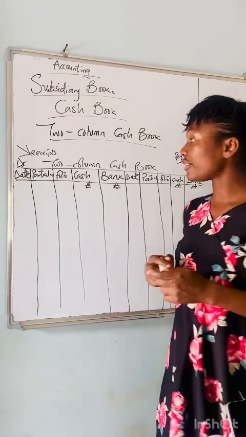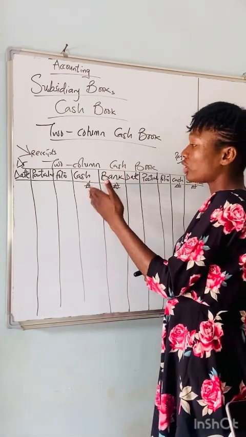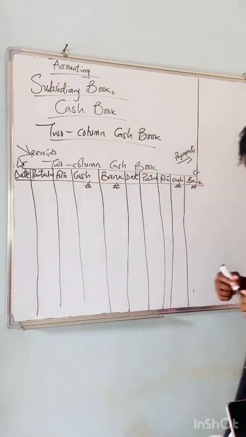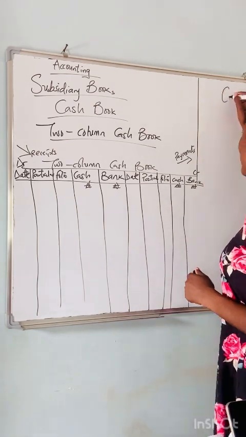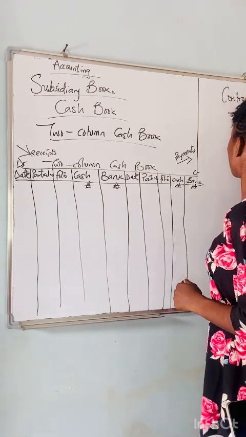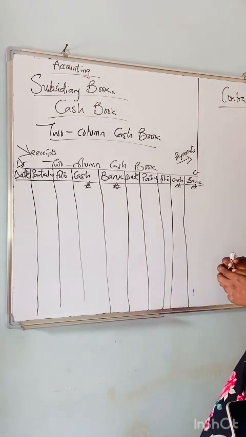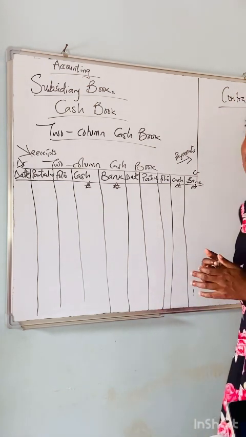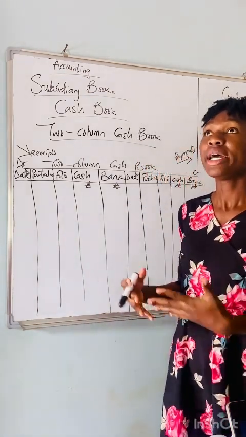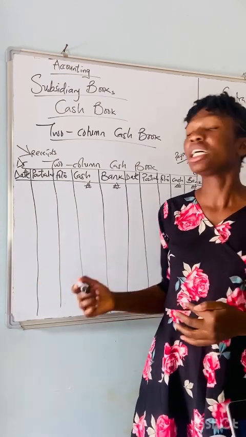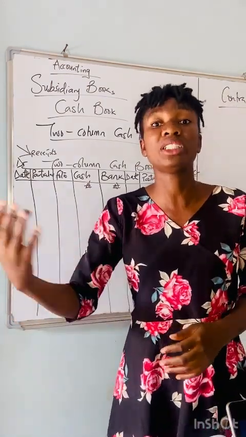Alright, so to this effect, because of the presence of cash and bank in this cash book, we have to look at an accounting terminology known as the contra entry. So we have to look at this before we go to application. Our contra entry is an accounting terminology used to mean that cash was taken to the bank or cash was withdrawn from the bank for business use.